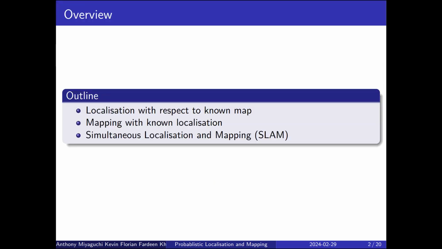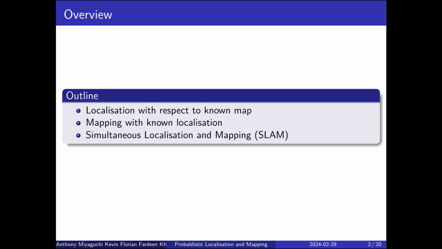The first part was localization with respect to a known map. We have a bunch of markers, and when we see a marker, we are able to update the estimated belief of the robot's location. We have mapping with a known location: given the robot's position, we can update the position of landmarks. And then finally, we have SLAM.